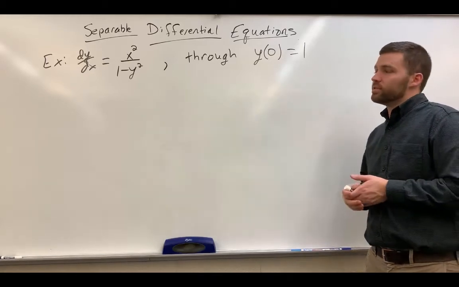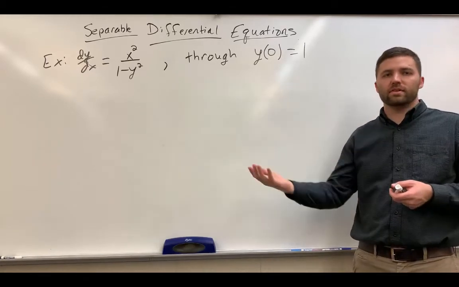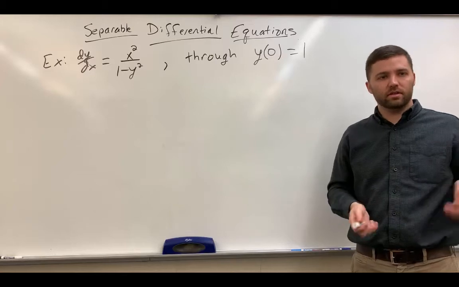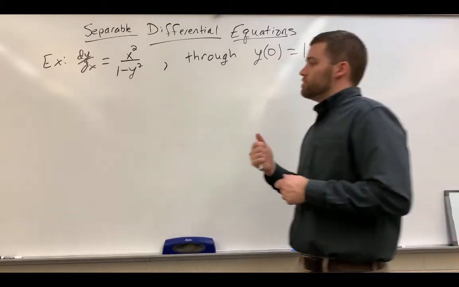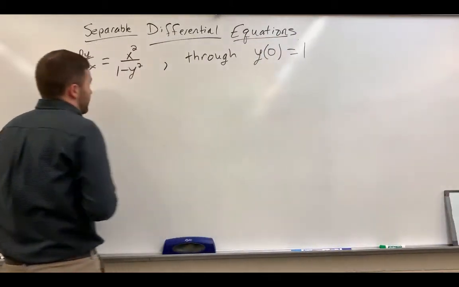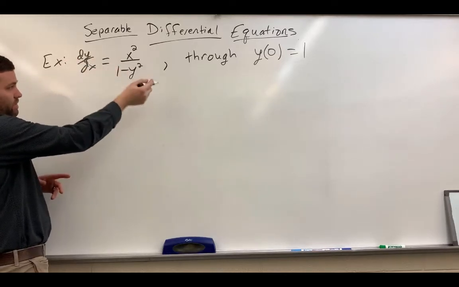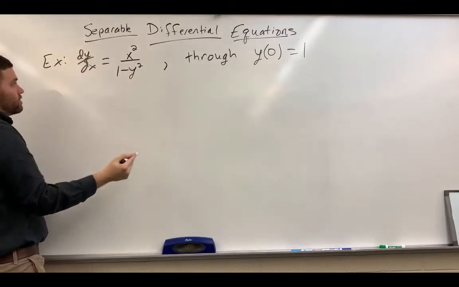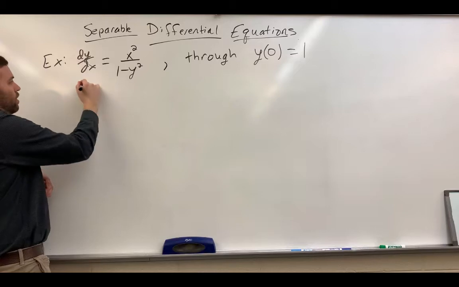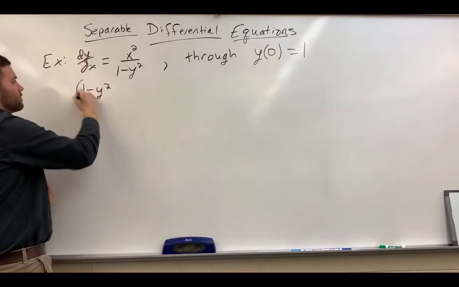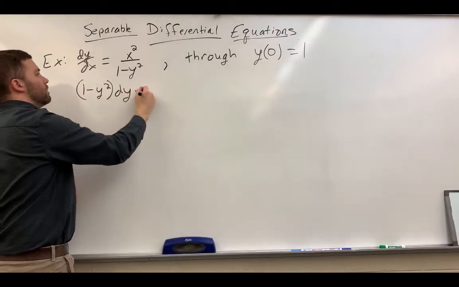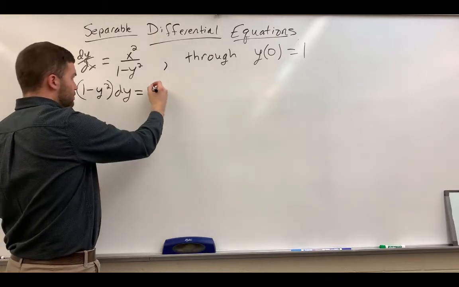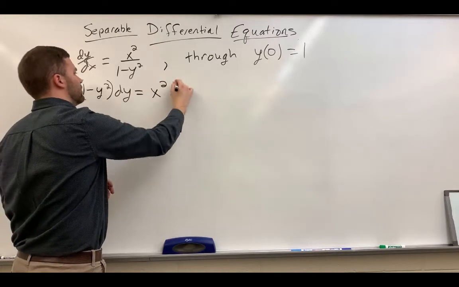The process for most of these is going to start off the same. You want to get the y's on the left-hand side and the x's on the right-hand side. So we'll start off, we'll multiply both sides by dx and both sides by 1 minus y squared. And I'll just write what that result is. You end up with 1 minus y squared dy is equal to x squared dx.